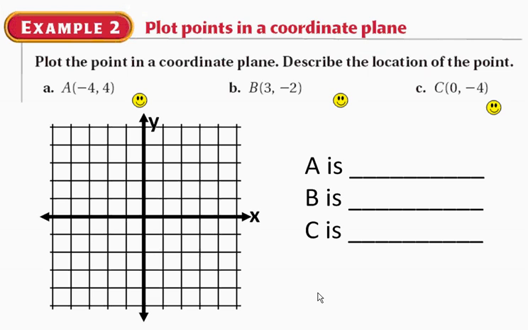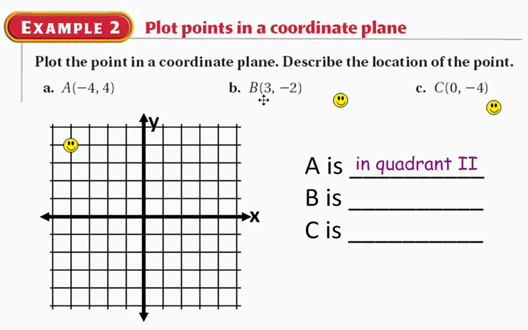Sometimes you go the other way around and you're given a point that you need to put onto the coordinate plane. Let's plot the point -4, 4. We start at the origin. We go left 4, 1, 2, 3, 4, because our first coordinate is x, that's horizontal, followed by 4 units up, and there's letter A. Where is letter A located? It's in quadrant 2.